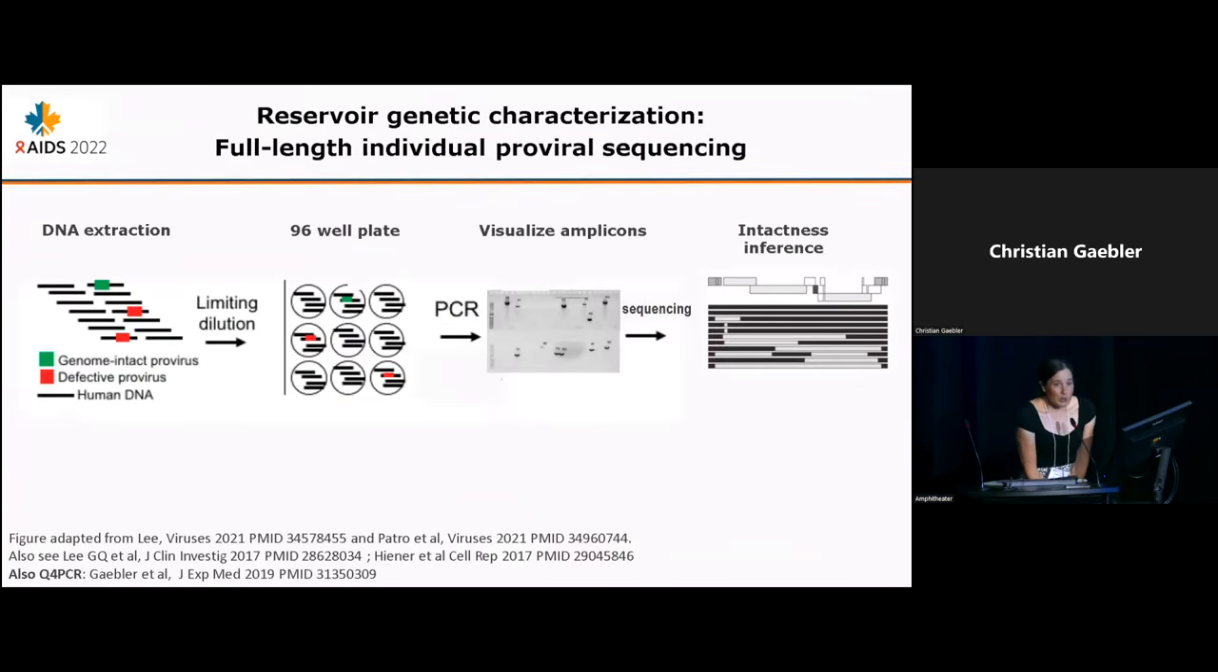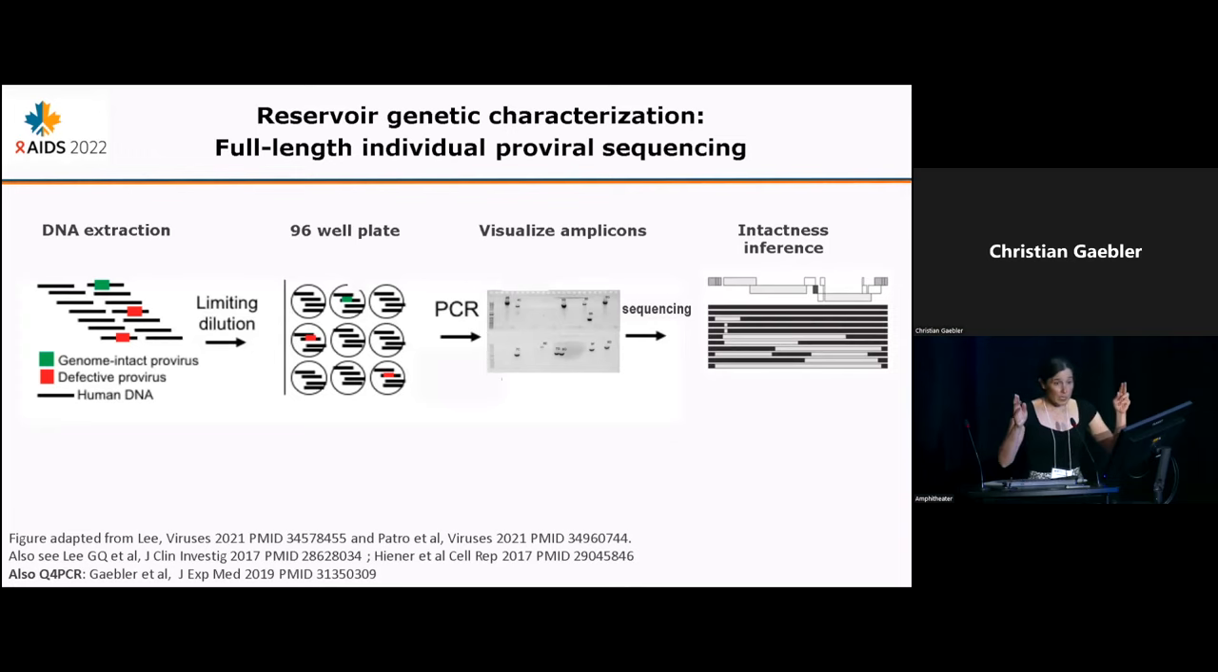Next, I want to talk about reservoir genetic characterization. We've already seen some data with respect to this. I want to start by talking about full-length individual proviral sequencing. So how do we determine the sequence of individual proviruses? Again, we start from the DNA extracted from CD4 positive T cells. We plate that at limiting dilution such that most wells don't contain any HIV DNA at all. Only some of them do.